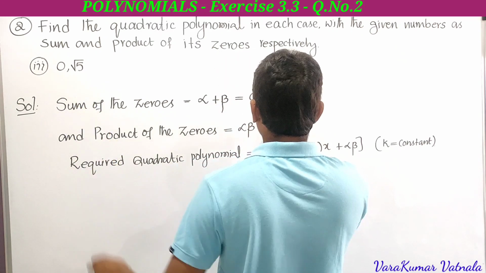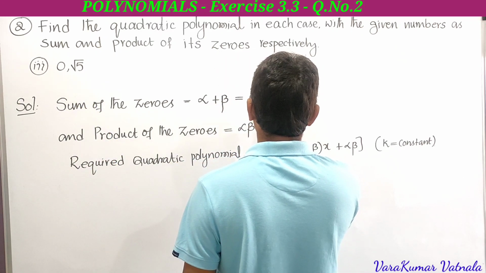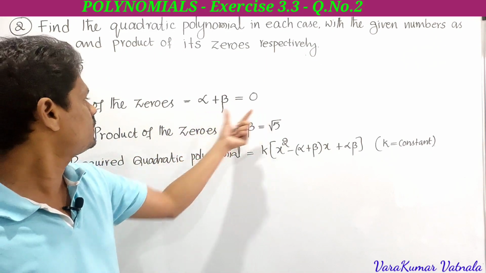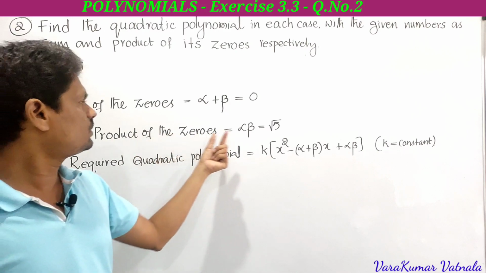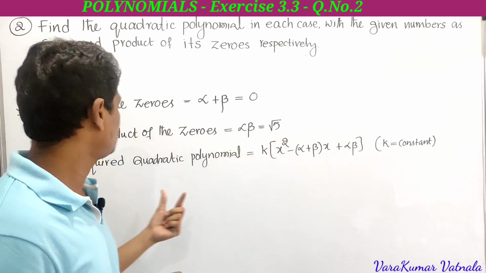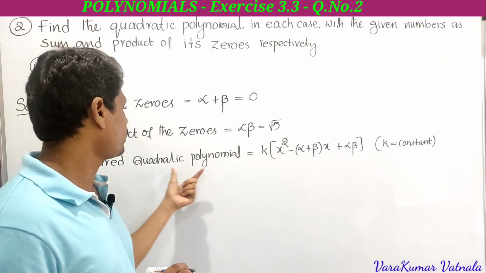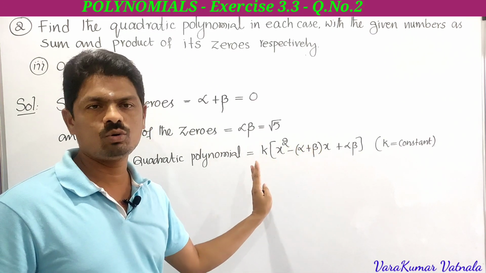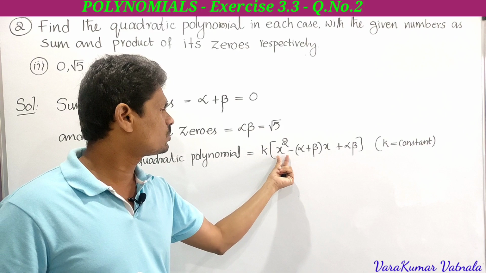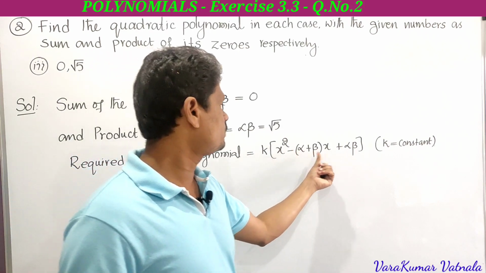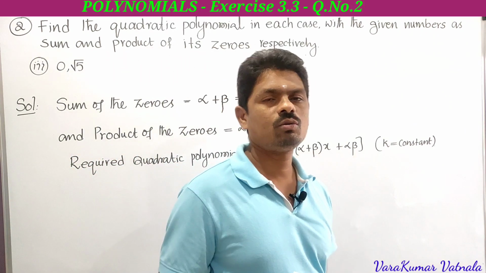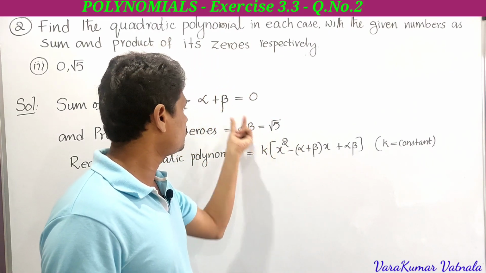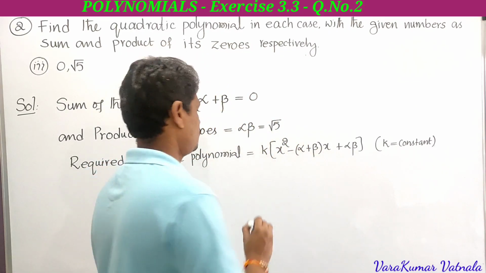A product of the zeros alpha into beta equal to root 5. Sum of the zeros alpha plus beta is 0 and product of the zeros alpha into beta is equal to root 5. Therefore the required quadratic polynomial is equal to k into x square minus alpha plus beta into x plus alpha into beta, where k is constant. This is the formula you have to remember.